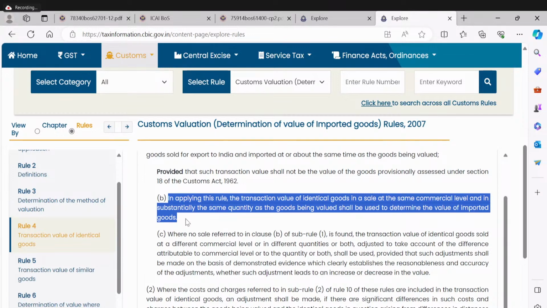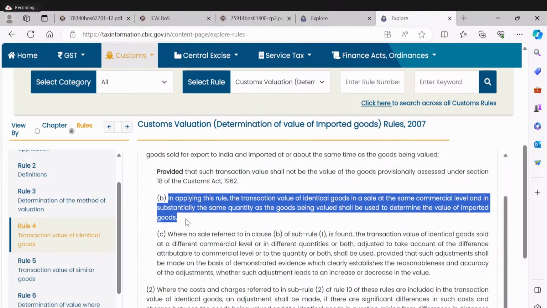So if we are importing 100 units of a particular product, and we do not have the transaction value, we have to see the transaction value of identical goods, then approximately the same quantity should be imported. If we are taking the transaction value of identical goods, then those goods should also be imported in approximately a similar or substantially the same quantity. It should not be a huge variation.